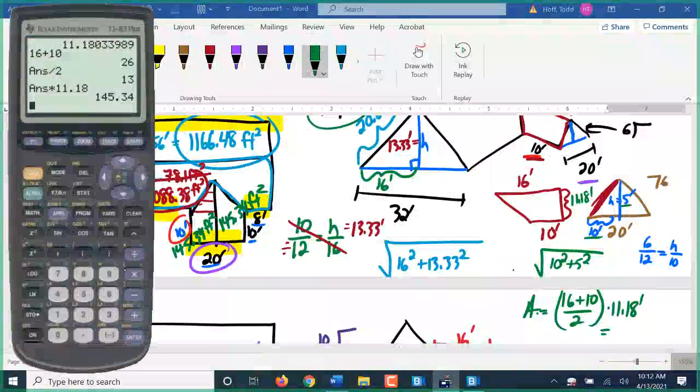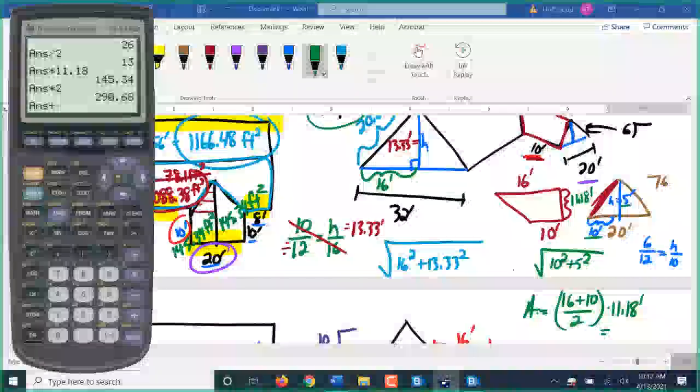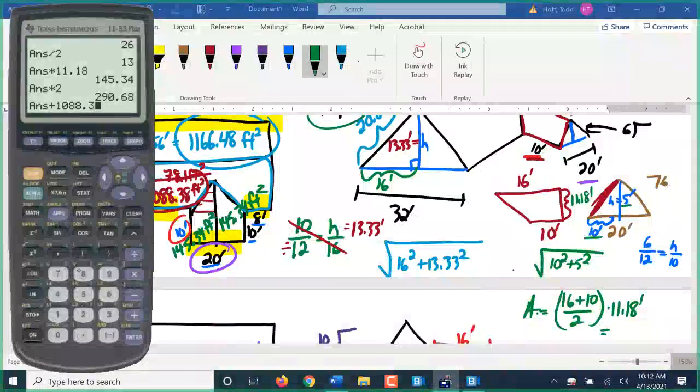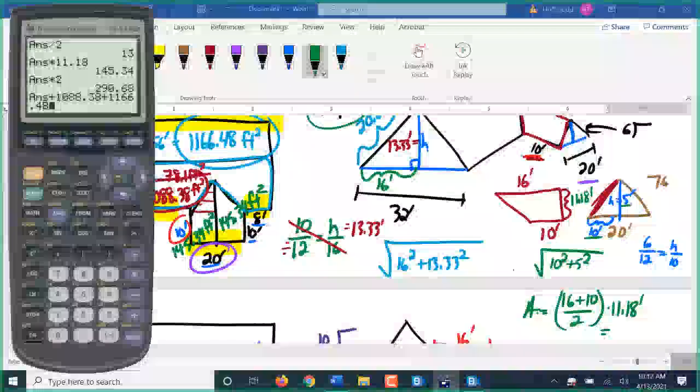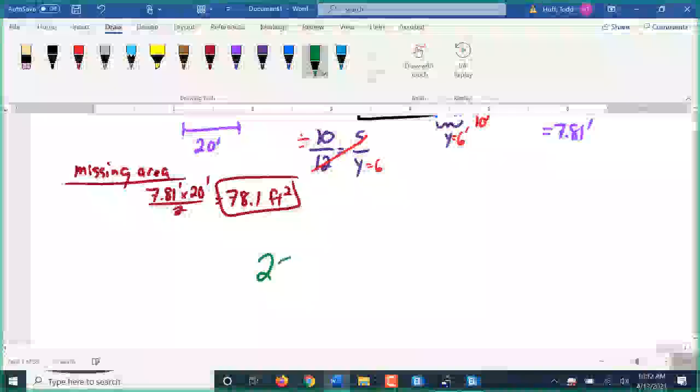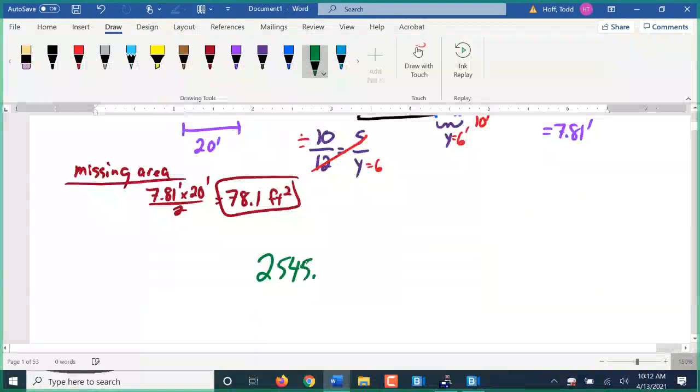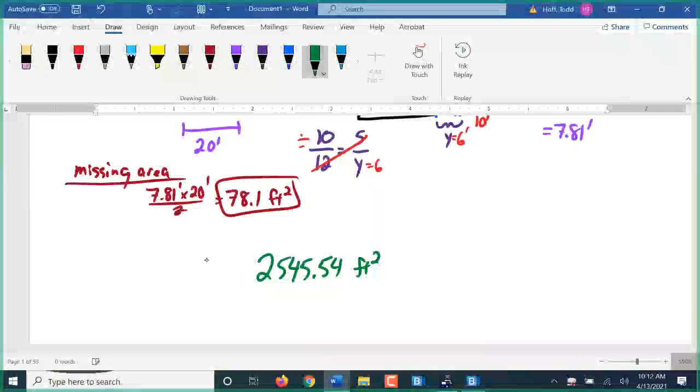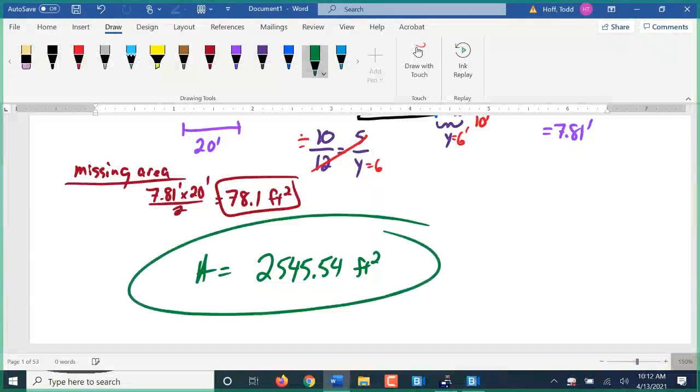That's all of our areas. So I'm going to take that times 2. I'm going to add the 1088.38, and I'm going to add the 1166.48, giving me a total area of 2545.54. That is my roof area.